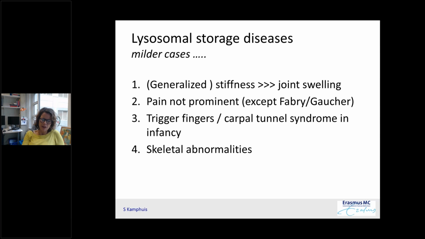And the fourth key point is that you have to look for X-ray abnormalities of the bones. And something in your mind should also be there that maybe at presentation, when you see the kids with problems of the locomotor system, they not always already have those abnormalities. So that can develop throughout the disease.